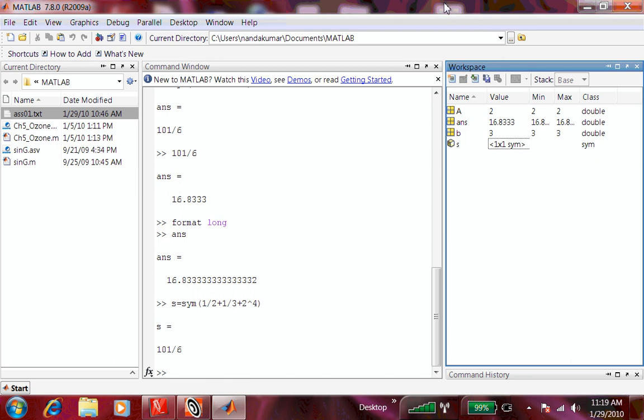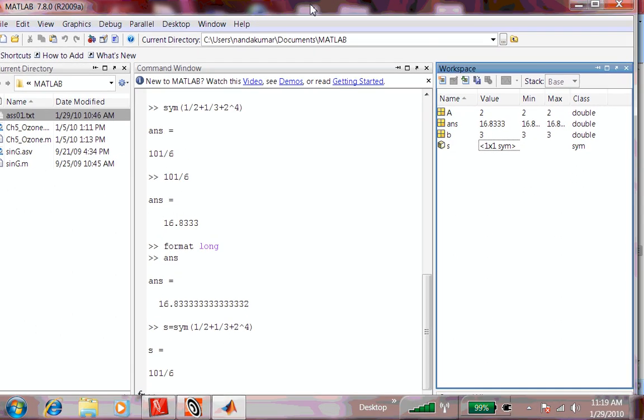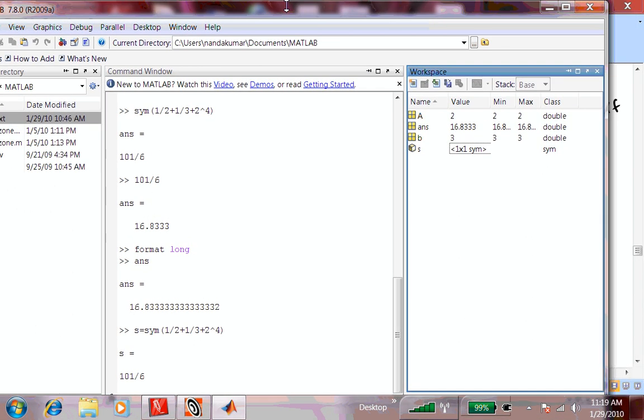I still have a problem with this resolution not matching between here and there and the recorder. There are three things. Okay, so here you see the class is a symbol. So S is treated as a symbolic variable.